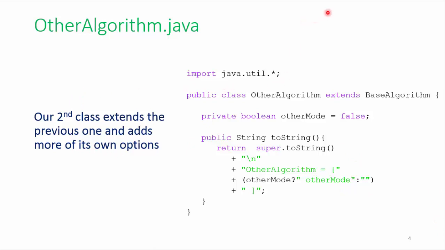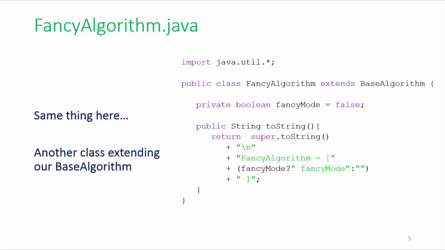So we have two classes right now. One inherits from the other. Let's continue. We're going to make a small four-class inheritance hierarchy. So this is a third one. We call it FancyAlgorithm. And FancyAlgorithm is exactly like OverAlgorithm. It's a subclass of BaseAlgorithm.